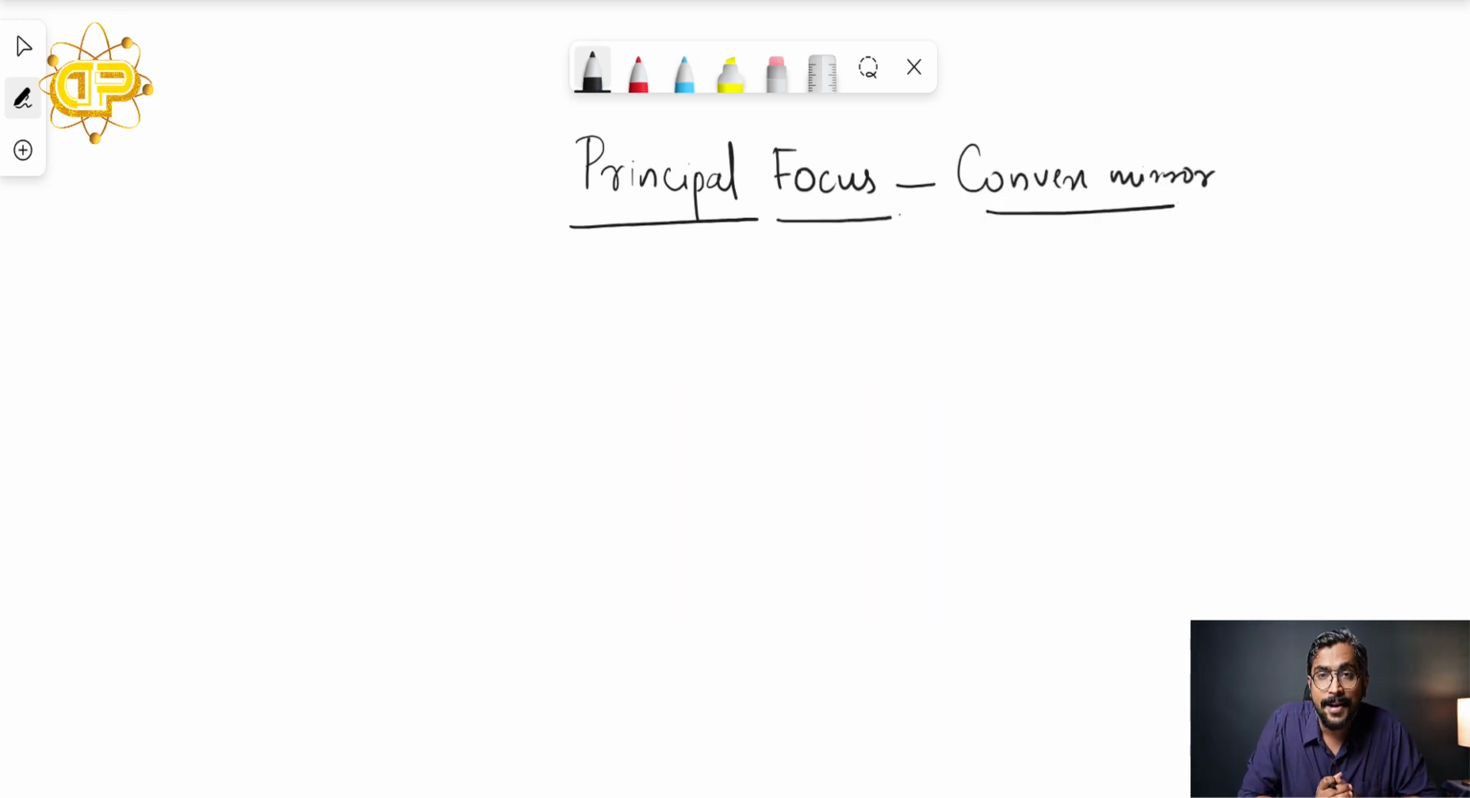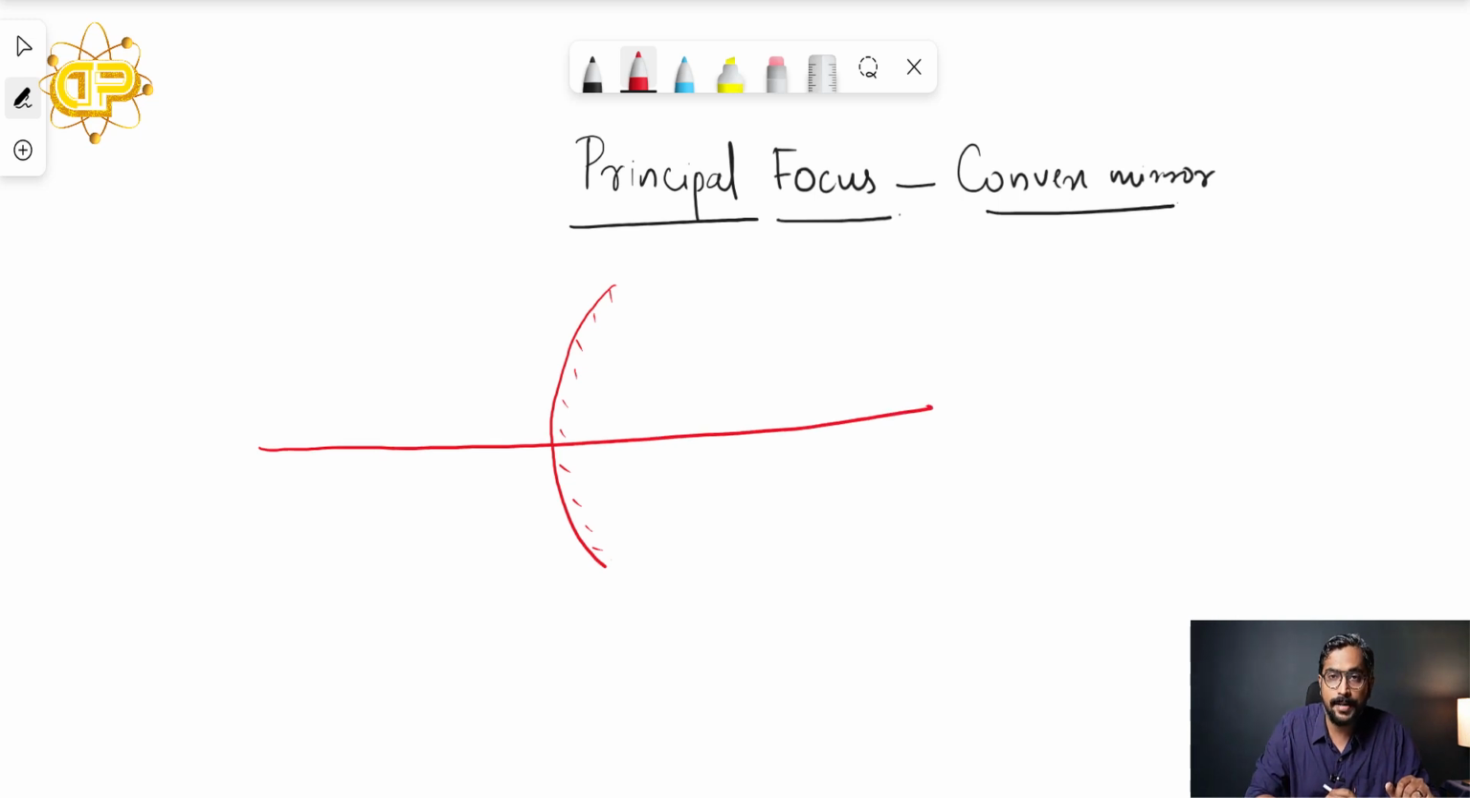So what happens in the case of a convex mirror? We'll see that right now. So just imagine you have a convex mirror here. Imagine there is a principal axis. In the case of a convex mirror, the sphere will be like this, right? So obviously the center of curvature we denote here. This is the radius of curvature, right? So we'll see what happens here.